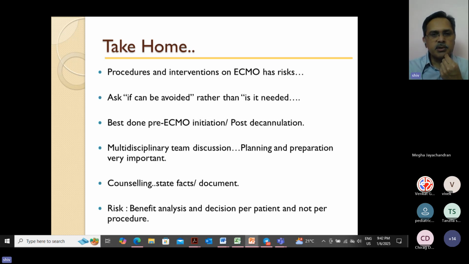Counseling is extremely important. No matter what you think about the risk, you may have done these procedures many times before, but every time you do a procedure, each child or each patient is different. So make sure that you speak to the families and state facts and document these very well. Risk-benefit analysis has to be done for every patient, for every procedure. It should not be per procedure, it should be per patient as well.